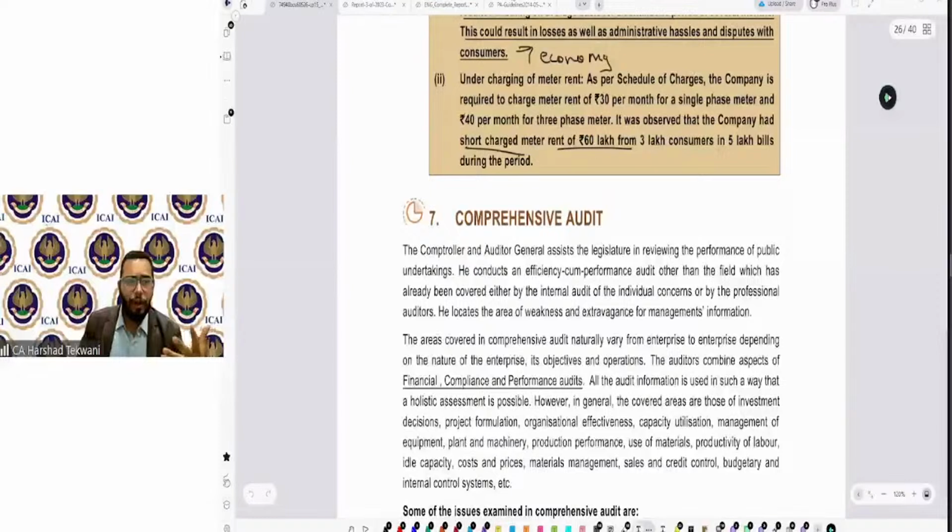Now we have understood comprehensive audit, financial audit, performance audit, and appointment by CAG in certain cases. Empanelment is there. But again, there are certain corporations or enterprises which fall under the purview of the Companies Act. If they fall under the purview of the Companies Act, then we need to understand in those scenarios also what is the requirement of the auditor.